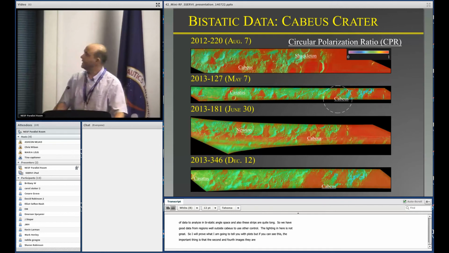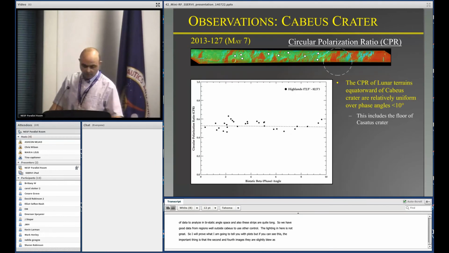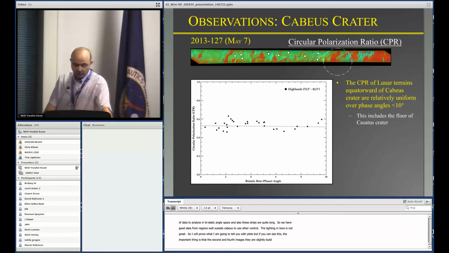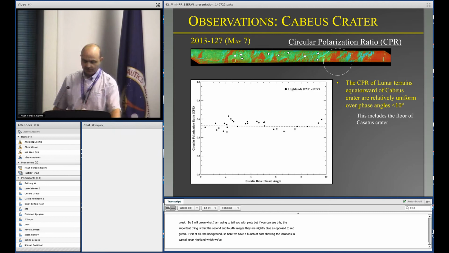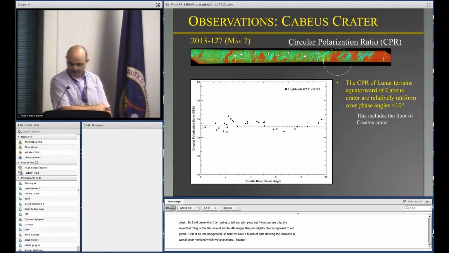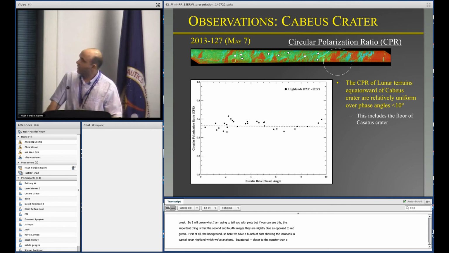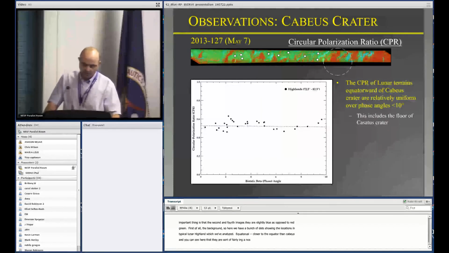Now, the lighting in here isn't great, and so I will prove what I'm going to tell you with plots. But the important thing here is that the second and fourth images are slightly blue as opposed to red-green. But there's no way with this lighting you're going to see that, so I will show you that in graphical form. So first of all, the background. Here we have a bunch of dots showing the locations in typical lunar highland, which we've analyzed.